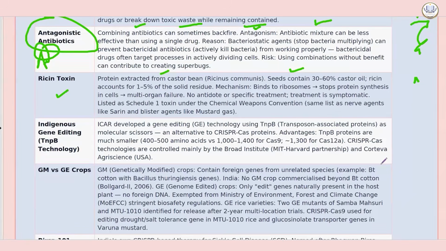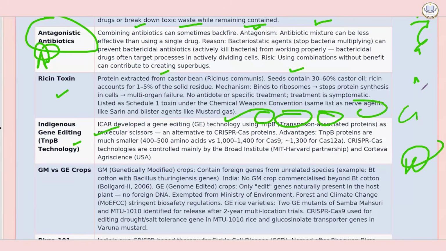Then indigenous gene editing, TnpB technology. ICAR has developed a gene editing technology using TnpB, a transposon associated protein, as molecular scissors. CRISPR is a scissors; you must have seen gene editing scissors, already asked in your PYQs. TnpB is an alternative to CRISPR. The advantage is that TnpB proteins are much smaller. CRISPR-Cas technology is controlled mainly by the Broad Institute, MIT, Harvard partnership, and Corteva Agriscience, USA.